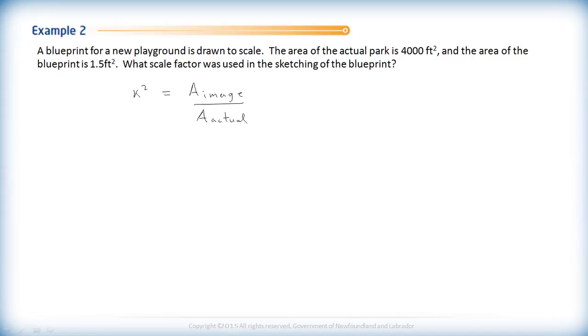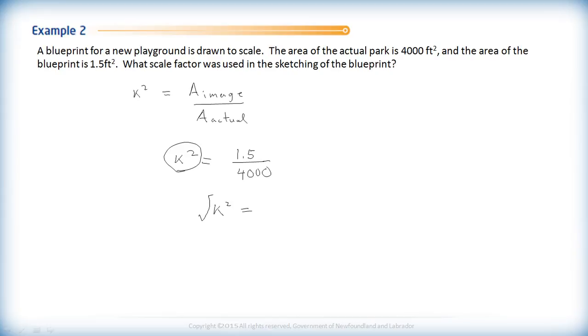So we've got k squared is the area of the image, which was only 1.5 square feet, divided by the area of the actual one, which was 4,000 square feet. I guess we could write this as a fraction if we really wanted to, but this is going to turn out to be messy with this squared business. So let's write it as a decimal. It's very rare for me to actually write anything as a decimal, so consider yourselves lucky if you're a person that doesn't like fractions. So k squared is equal to that number.